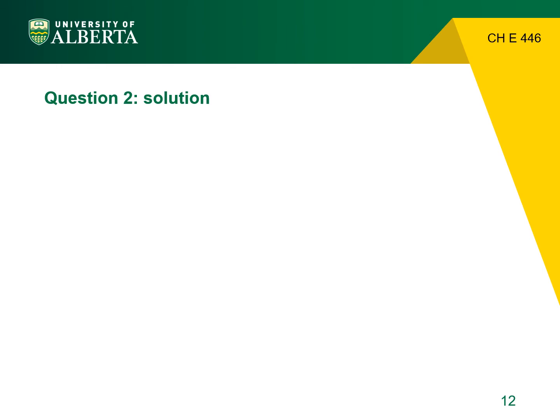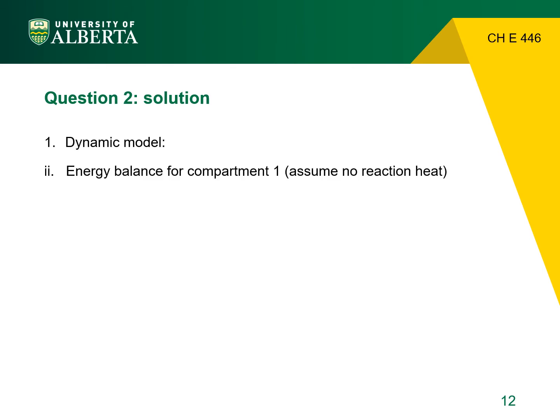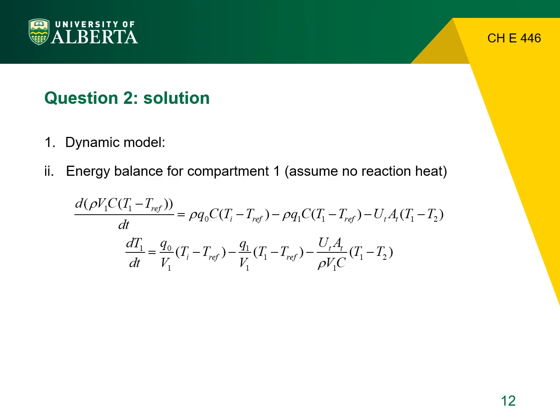Now let us conduct an energy balance for compartment 1. Using the law of conservation of energy, we have the rate of change of energy within the compartment equal to the difference between the rates of energy flow into and out of the compartment, while accounting for the heat transfer between the compartments. Upon simplifying, equation 2 of the dynamic model gives the rate of change of temperature within compartment 1.